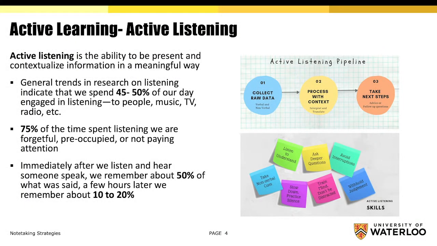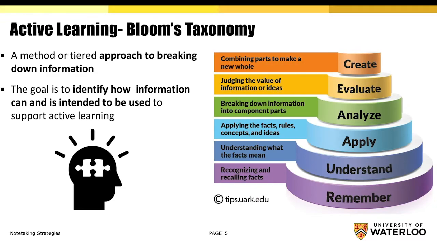Active learning is the advancement of higher-order thinking and engagement in learning. An important part of active learning is active listening, the ability to gather, process, and then contextualize information in a meaningful way. Bloom's taxonomy is another key element of active learning.